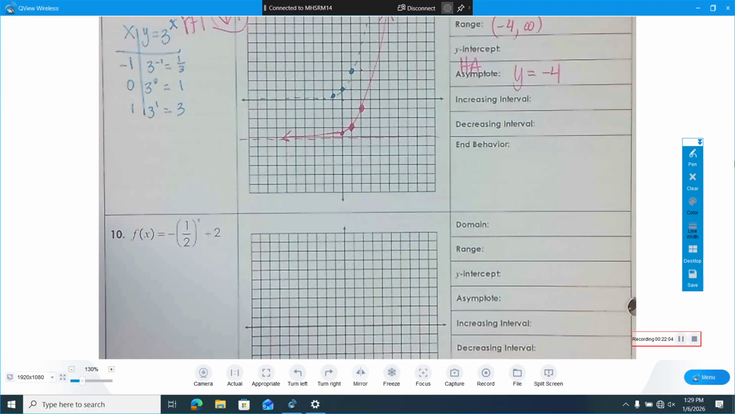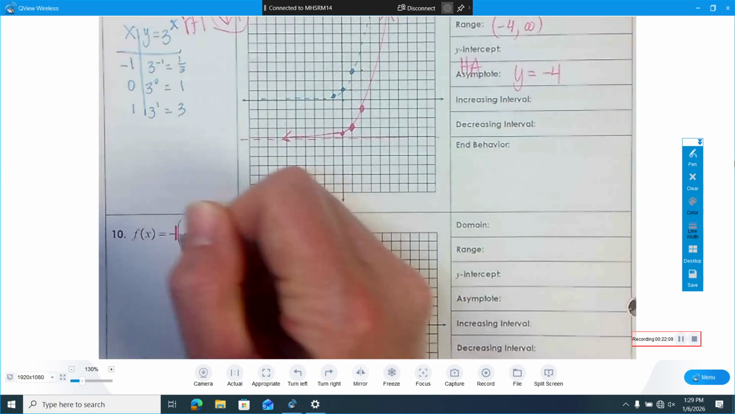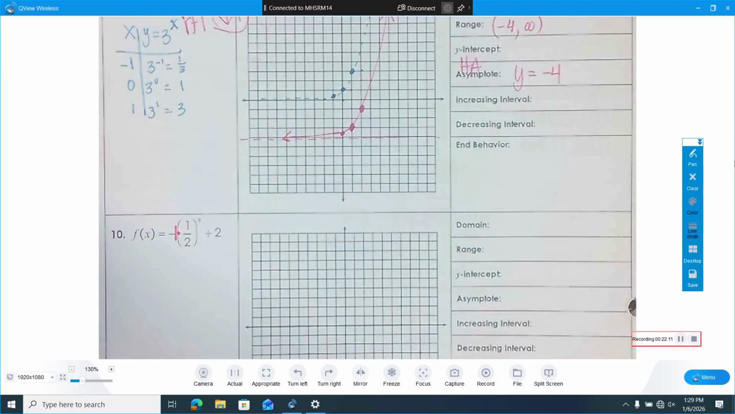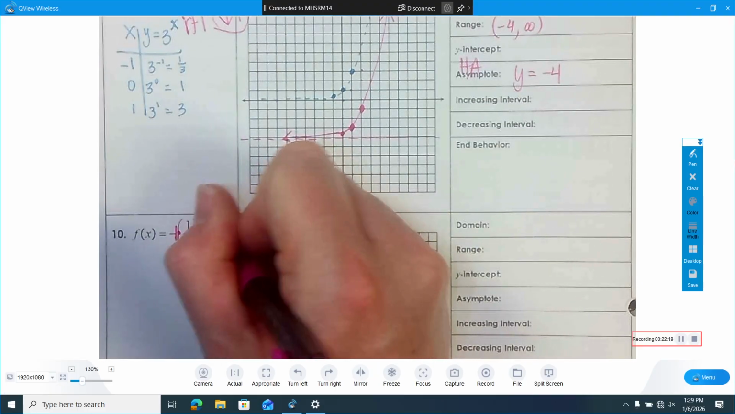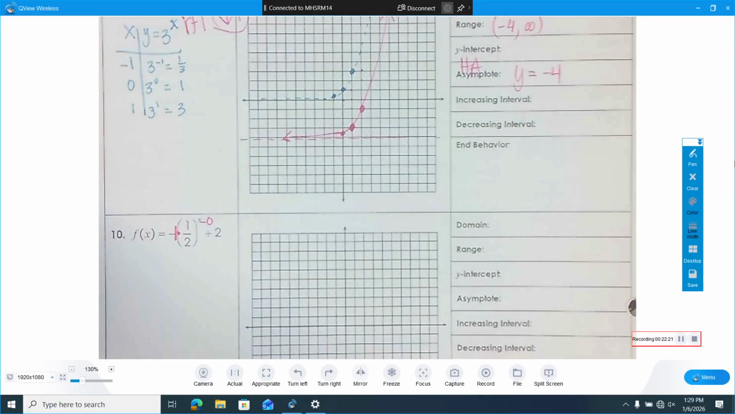What's the a? Negative 1. You can imagine there's a negative 1 right there. Negative 1 times the 1/2 to the x. What's the h? 0. x minus 0. You can imagine there's nothing there, so you can fill in with a 0. Any plus or minus, so you can fill in with a 0.